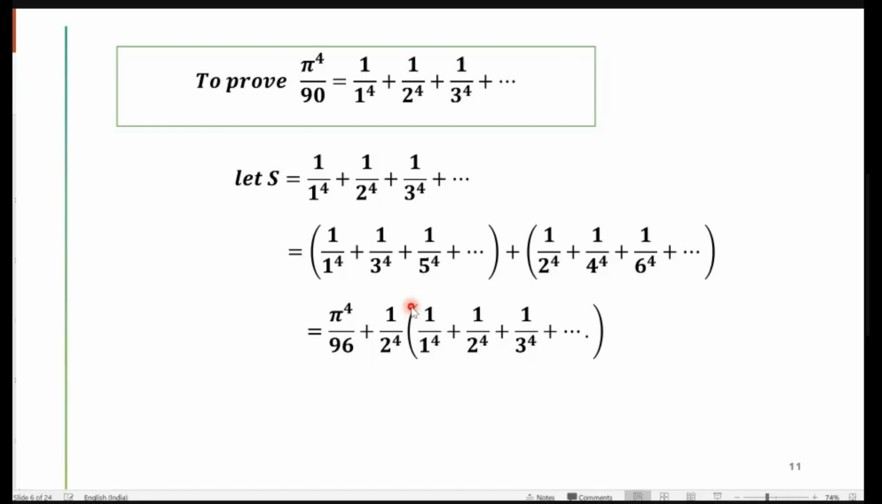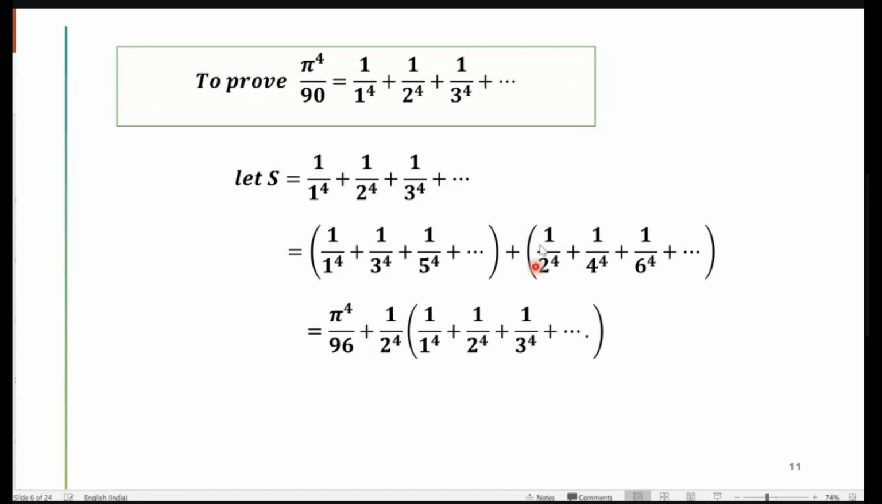S में सब terms हैं 1, 2, 3, 4, all the terms are there. अभी हम इसको क्या कर रहे हैं, पहले odd terms को साथ में लिख रहे हैं and the even terms are written together. फिर ये हमने already निकाला हुआ है previous step में. So we got pi raised to 4 by 96 plus 1 upon 2 raised to 4. Okay, now यहाँ पे 1 upon 2 raised to 4 common है. So we can take 1 upon 2 raised to 4 common.